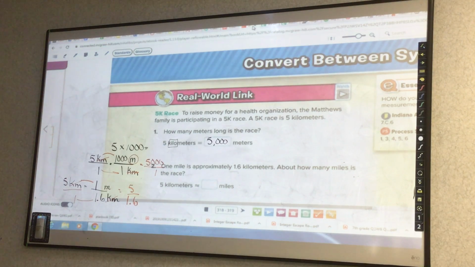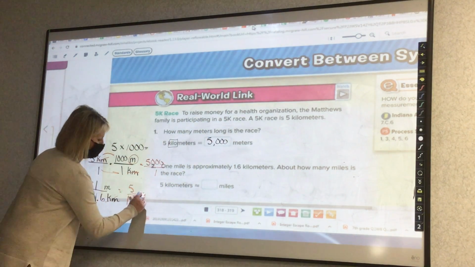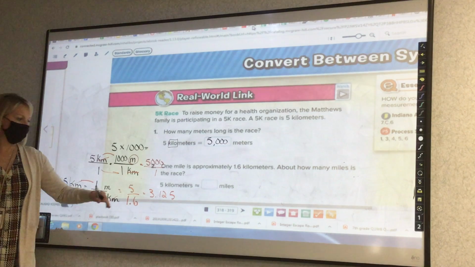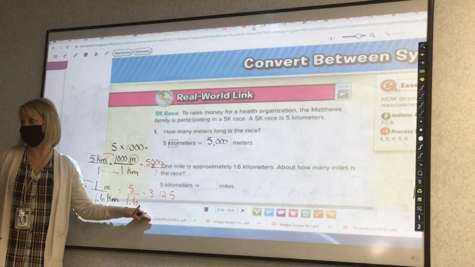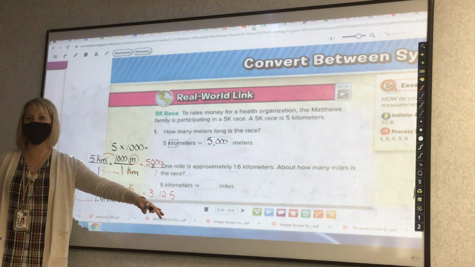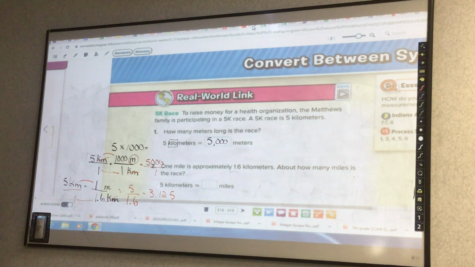What did you get? I got 3. Gracie? 3.125. Now, in this lesson, that is a terminating decimal. But in this lesson, you're going to get some that are going to keep going on and on and on. Be careful because it will tell us to round to the nearest 10th or the nearest 100th. But the nice thing is we get to use our calculator.